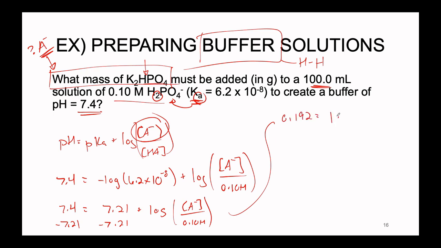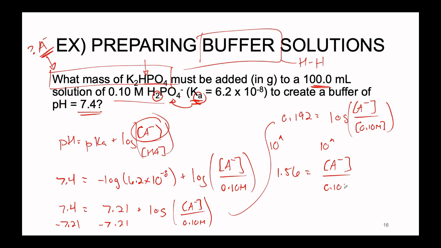0.192 equal to the log of the concentration of A minus, all divided by the concentration of our HA, which is 0.10 molar. Now, if we want to get rid of this log, we're going to have to raise both sides into the exponent of 10. So 10 to the 0.192 gives us a value of 1.56. This is going to be equal to the concentration of A minus, all divided by 0.10 molar.